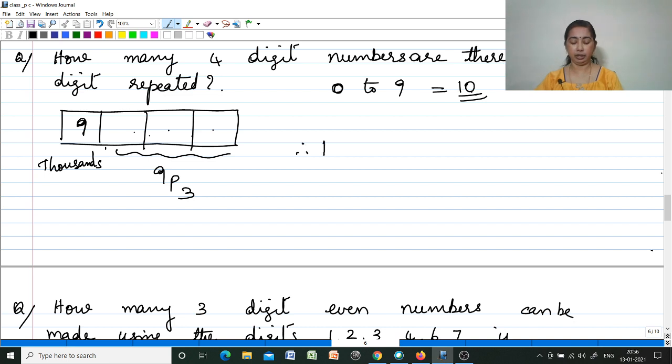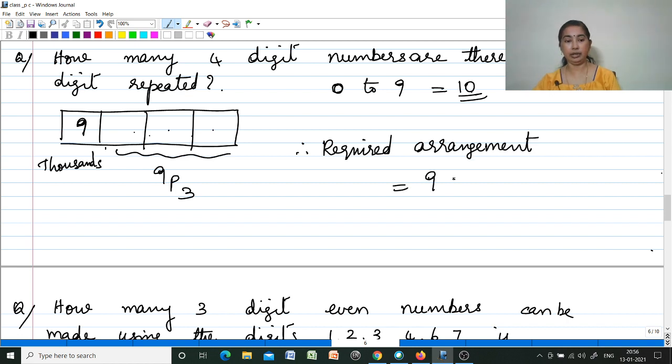Therefore, required arrangement is equal to 9 into 9P3, because the first one can be arranged only in 9 ways, followed with the remaining 3 digits. The 3 spaces can be filled in 9P3 ways, and that is equal to 9 into 504, which is equal to 4536. That many different ways.